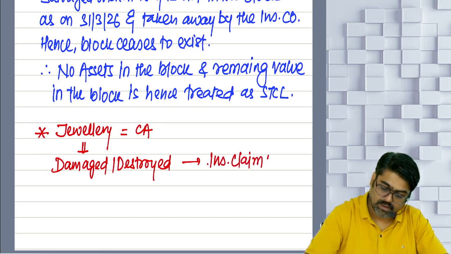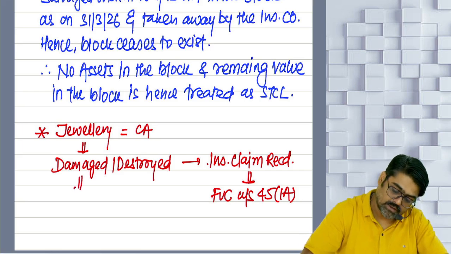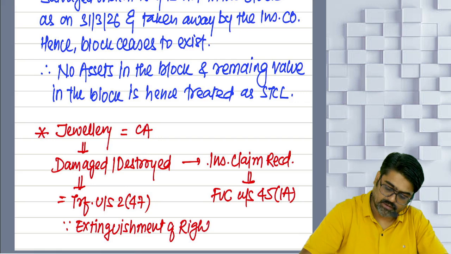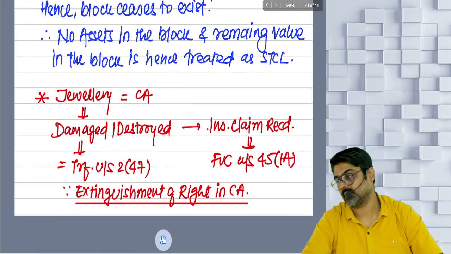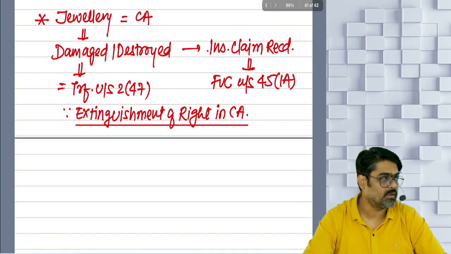insurance claim is received. So this insurance claim received will be full value of consideration under section 45(1)(a). And this damage or destruction is equal to transfer under section 2(47). Why transfer? Since extinguishment of right is taking place. Right in capital asset. Capital asset does not remain, so right in the capital asset also does not remain. If the right does not remain, meaning the capital asset is transferred.